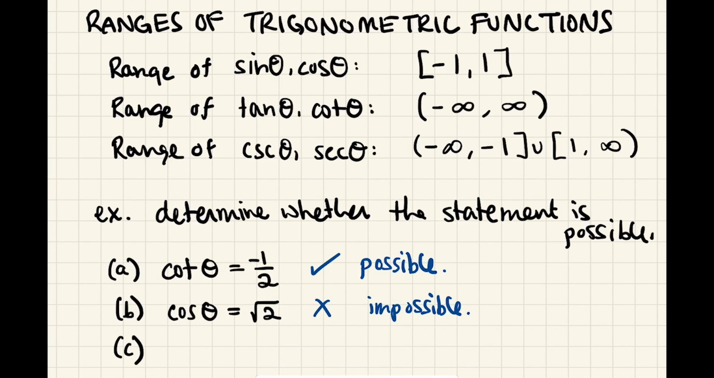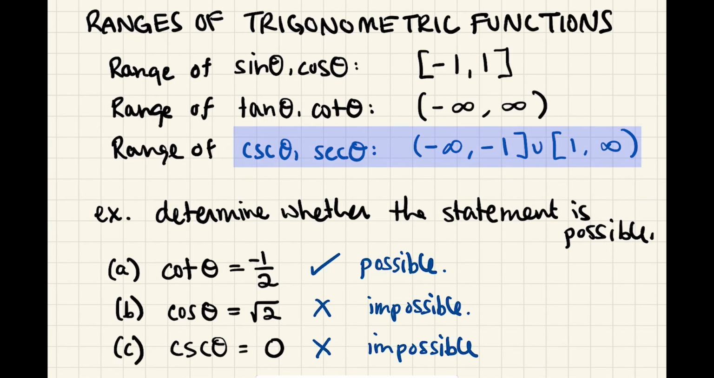And what about somebody coming along and saying, I'm thinking of an angle whose cosecant value is 0? Well, that's also impossible, because 0 is between -1 and 1, so it's not in the range of cosecant and secant. The range of cosecant and secant is everything outside -1 and 1.